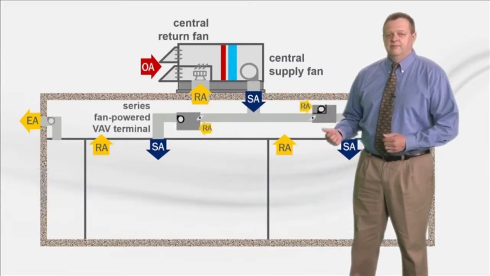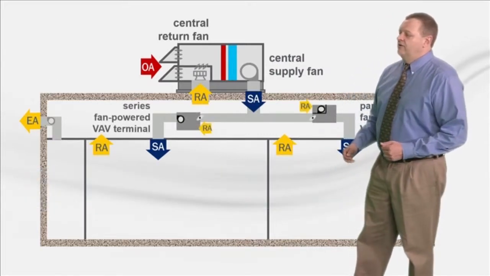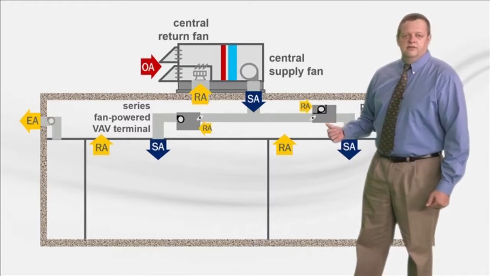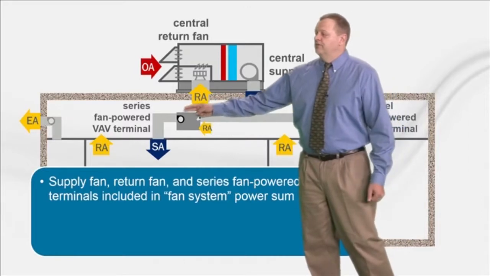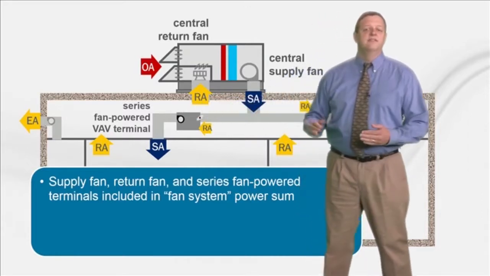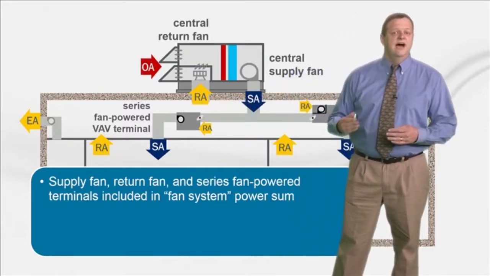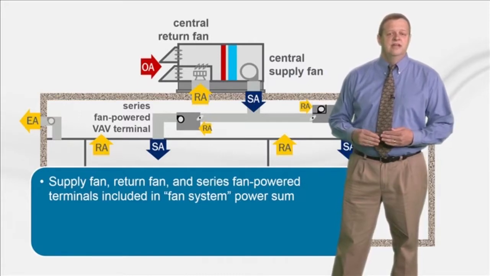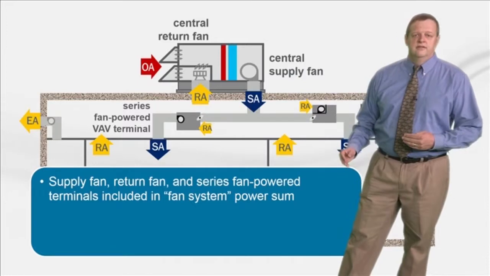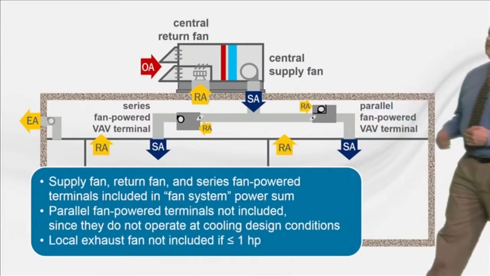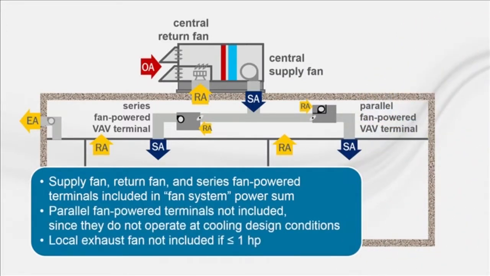Let's change this example by adding fan-powered terminals to each of the zones. In this case, the series fan-powered terminals would need to be included in the sum since the terminal fans operate at cooling design conditions and assist in supplying air to the conditioned spaces. However, the parallel fan-powered terminals would not need to be included in the sum since their fans only operate in the heating mode and not at cooling design conditions.